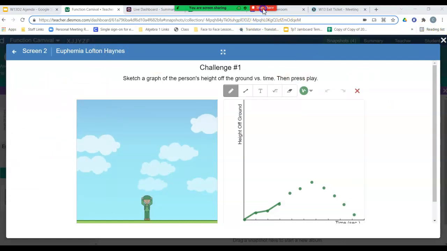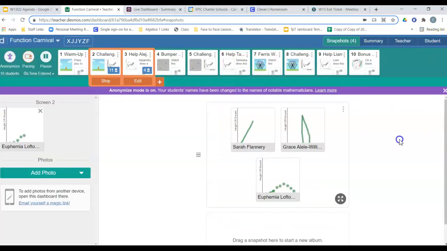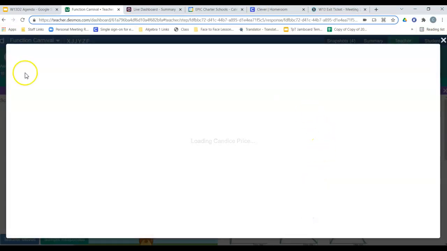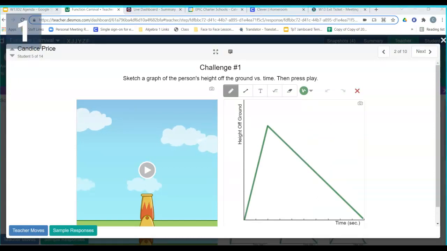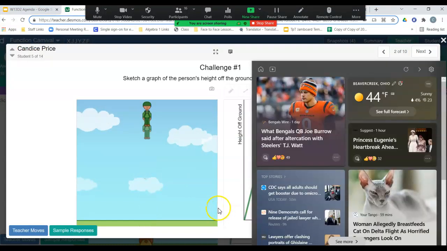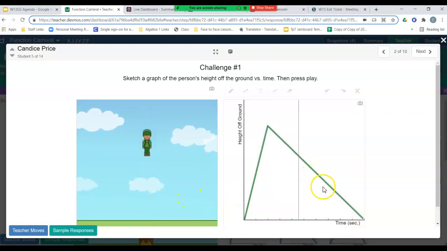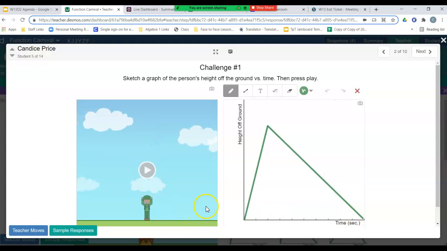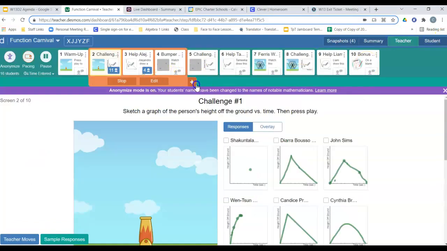And then I should probably show one that's an actual, well, you guys can see some better answers. Here's one. My computer glitched. It's trying to do too many things at once right now, but it's pretty close. So he rises pretty fast and then he slows down his descent because of the parachute. Okay. All right, moving on. I'll let you guys move on to the next carnival ride.